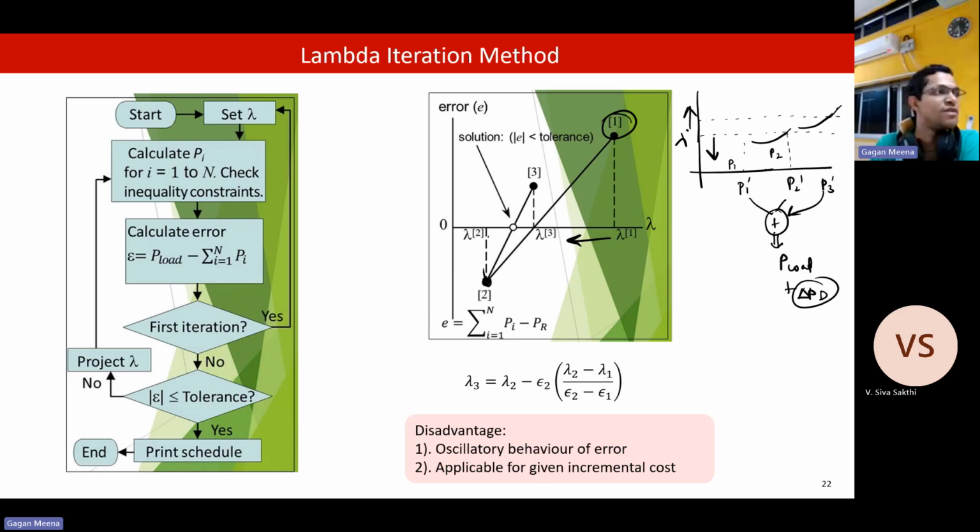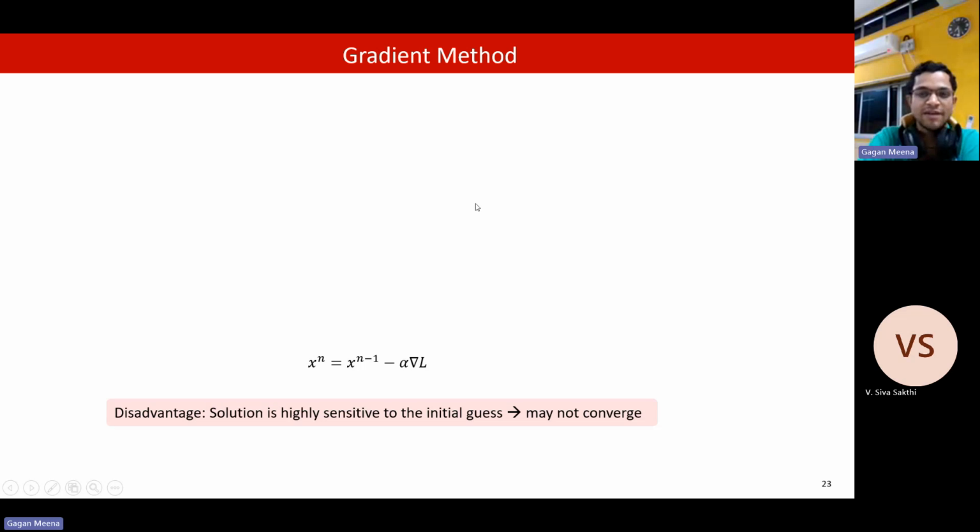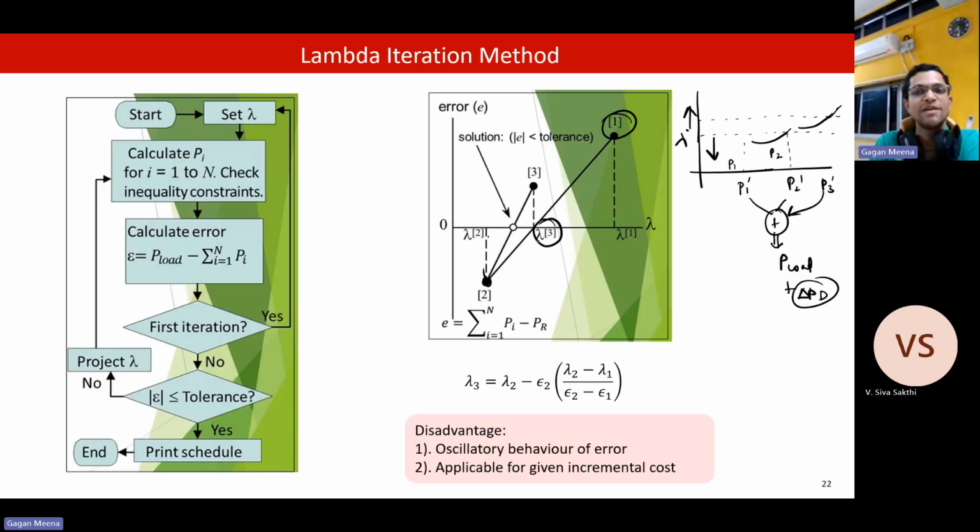That means we need to increase the lambda. We are increasing lambda, reaching lambda 3. Now the error is positive. Again, we have to reduce the lambda. But now we know that it will be somewhere in between lambda 2 and lambda 3. So we can interpolate using this. Lambda 3 we can write as, because it will be between lambda 2 and lambda 1, so we can easily interpolate it like this.